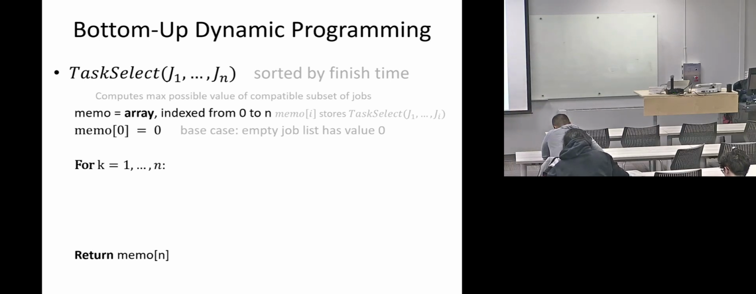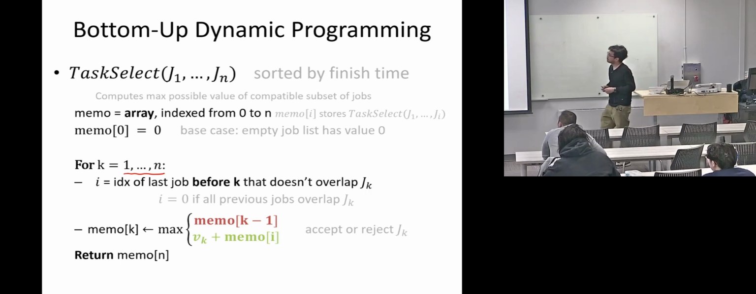I assign memo of 0 to be 0, because the best case is there's no job list. And now I'm just going to try to compute the value of memo on every value. And I can just do it from 1 up to n. I don't do it recursively anymore, I just do it bottom up, right? So start from k equals 1 up to n.